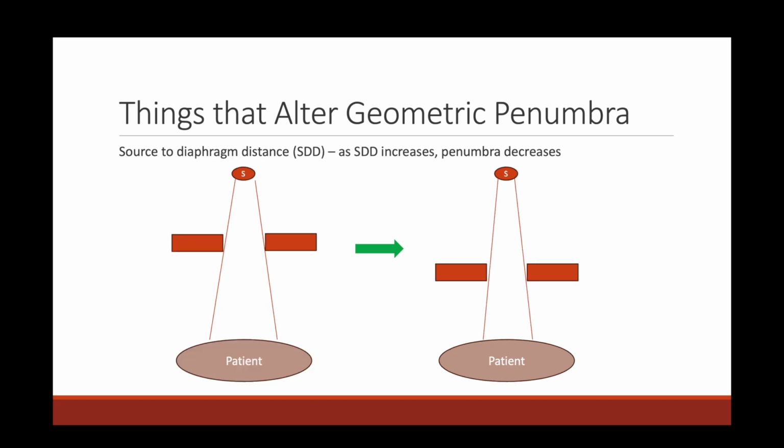Finally, the source to diaphragm distance, or the SDD. This can also be called SCD, which is source to collimator distance. And remember, in our flashlight analogy, the collimators were the equivalent of cupping your hands around the flashlight. So if you're standing, let's say, 10 feet away from a wall and you shine a flashlight on the wall, the penumbra is going to be wide. And then if you cup your hands around the flashlight, you're going to narrow down the penumbra that you see on the wall. That's analogous to increasing the distance between your source and your collimators. As that source to collimator distance, or source to diaphragm distance, increases, the penumbra is actually going to get narrower. It's going to decrease.